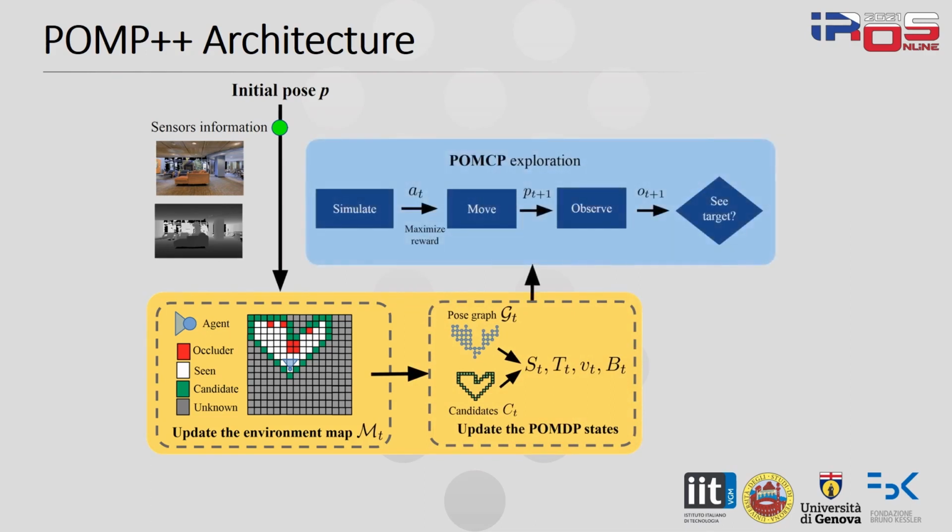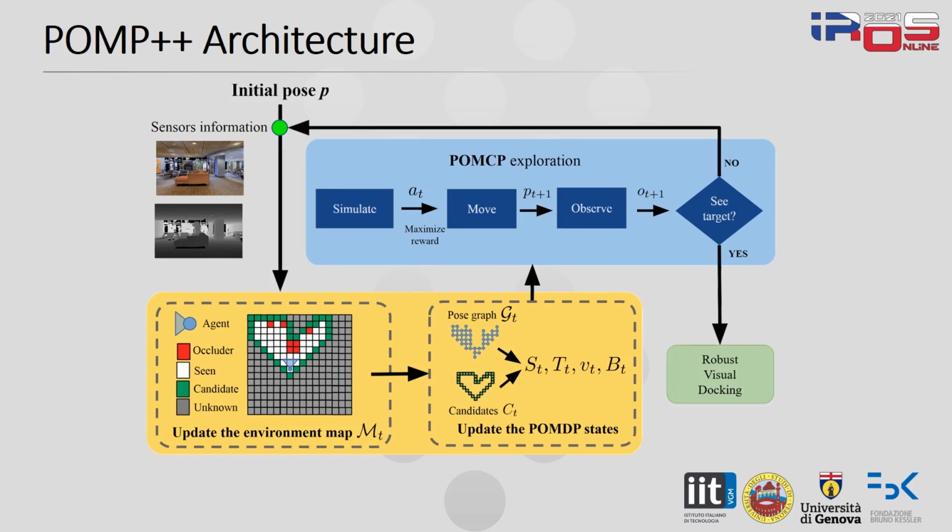The agent takes this action in the real-world environment and obtains a new set of RGBD images from a new location. If the agent can see the searched object, then it approaches it using a shortest path algorithm called robust visual docking, proposed in the original POMP work. If the agent cannot see the object, then we update the environment map with the new observation and repeat this process.